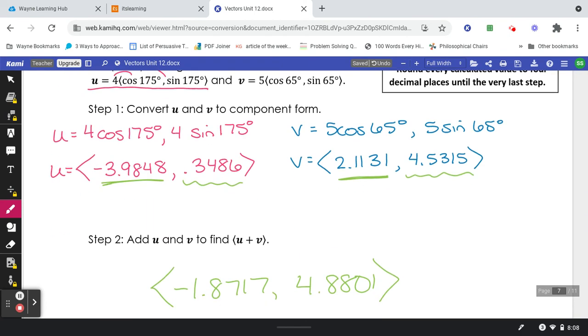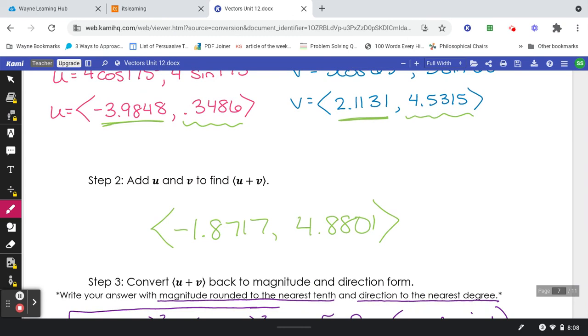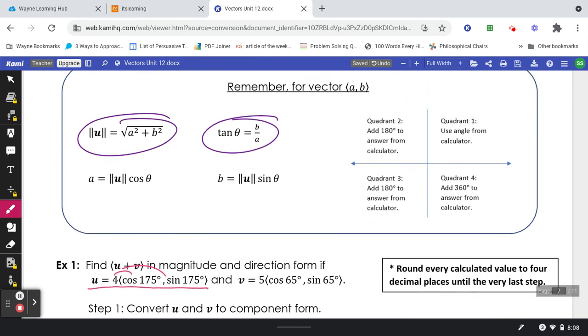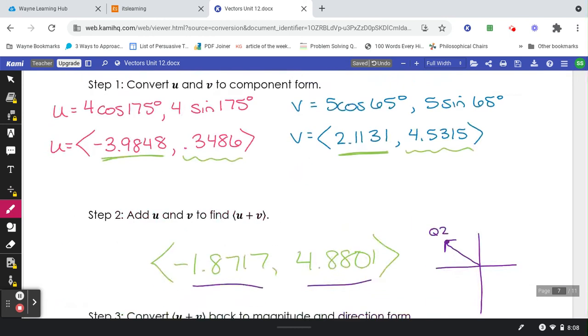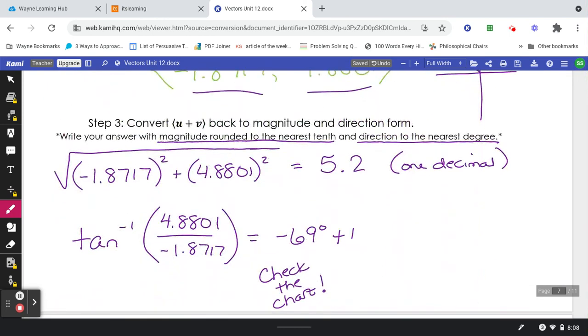So let's take a look at the vector, and we're going to look at this one right here in the middle in step 2. This vector, if you graphed it, it's a negative on the x right here, and then a positive on the y, right? So negative x would go to the left, and positive y would go up. So this vector is something like that, which means it's in quadrant 2. And if we notice in quadrant 2, it says add 180 degrees to the answer from the calculator. So we'll add 180 degrees to our answer and get a final answer of 111 degrees.